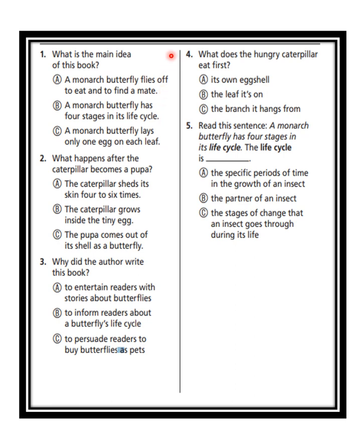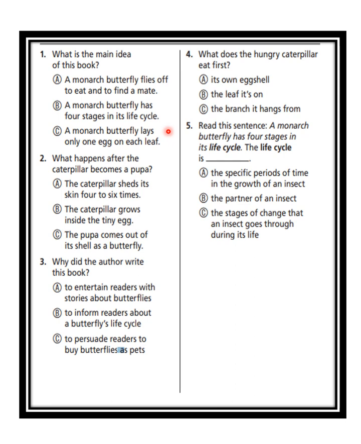What does the hungry caterpillar eat first? A, its own shell. B, the leaf it's on. Or C, the branch it hangs on. I want you to think about the pictures, boys and girls. There was a picture at the very beginning of the story. Was it its own shell, the leaf it's on, or C, the branch it hangs on? If you said A, its own shell, you are absolutely correct. Good job. Let's look at question number 5.